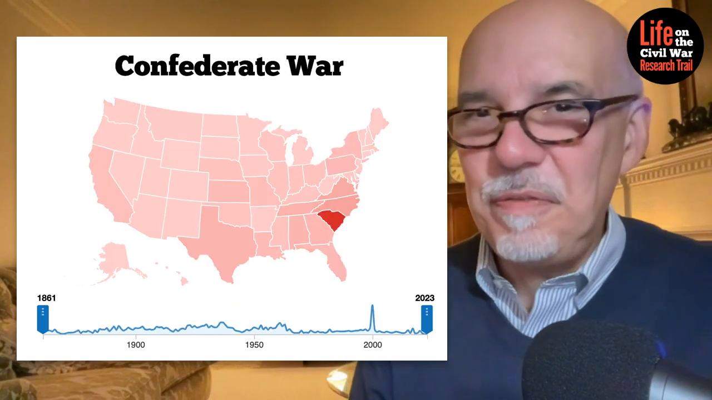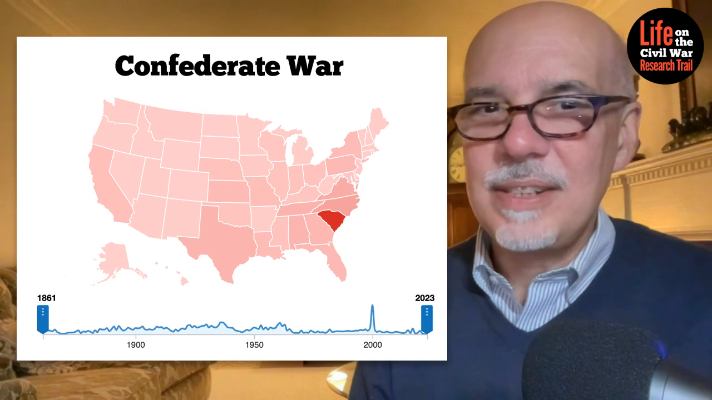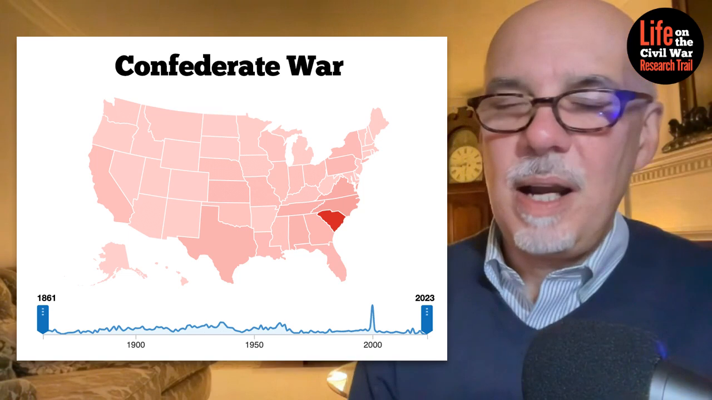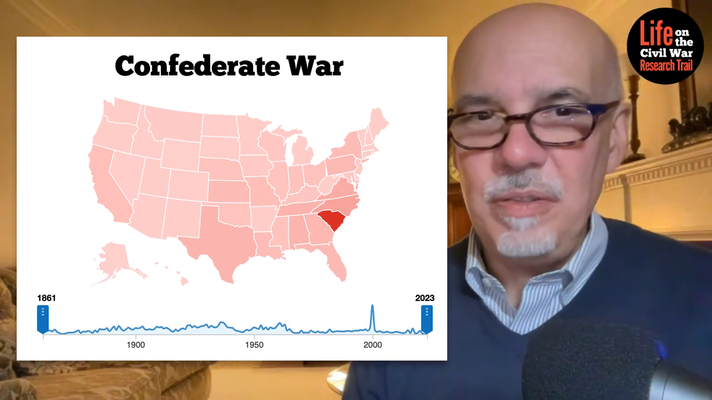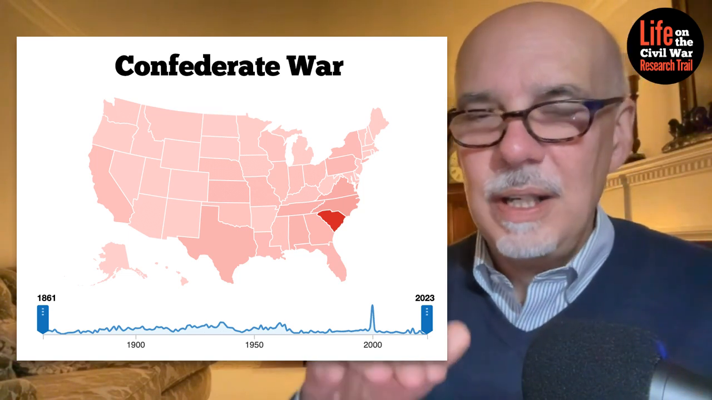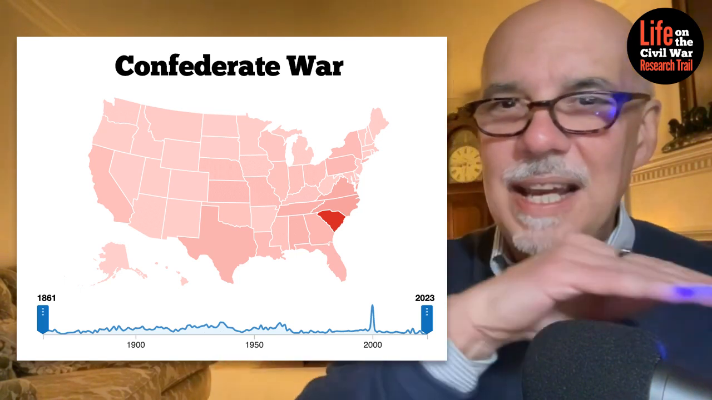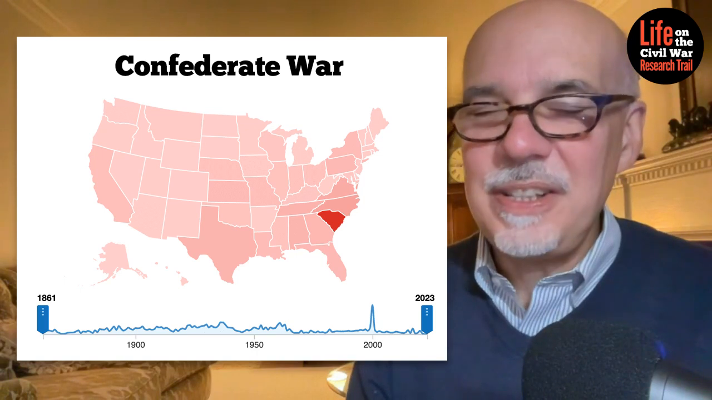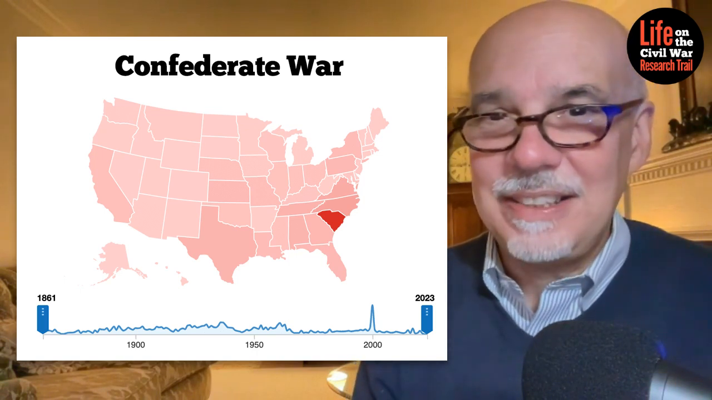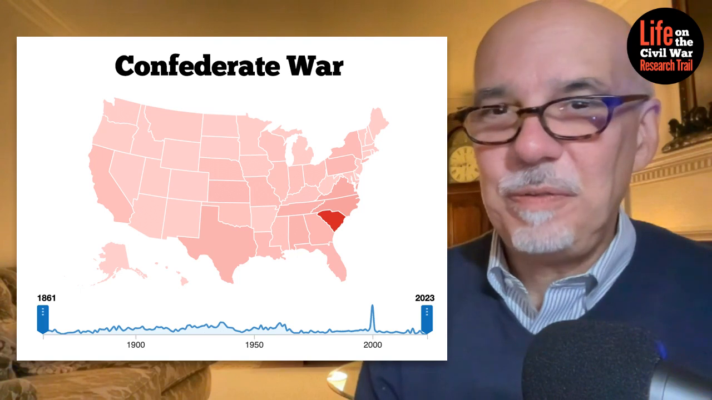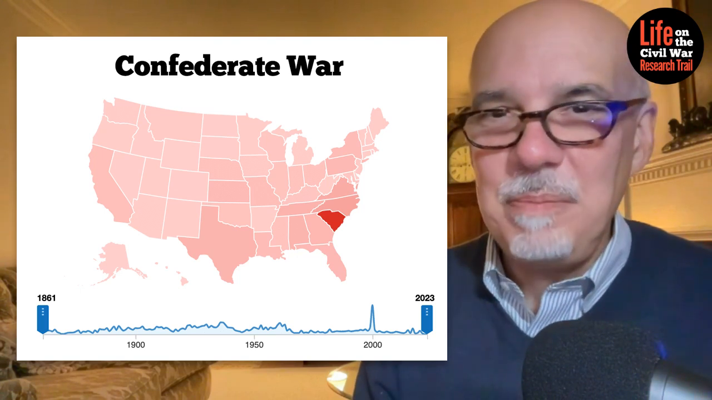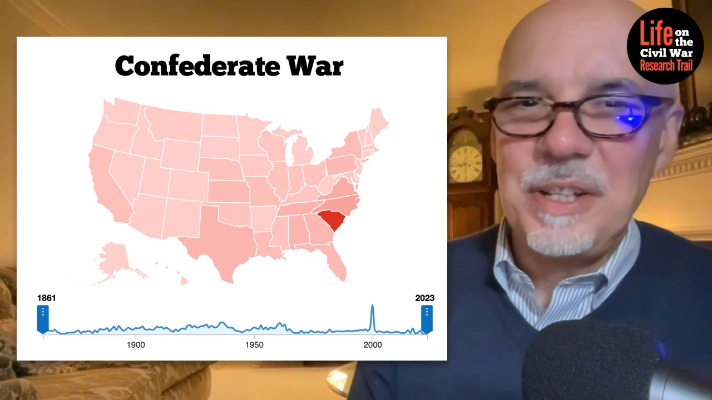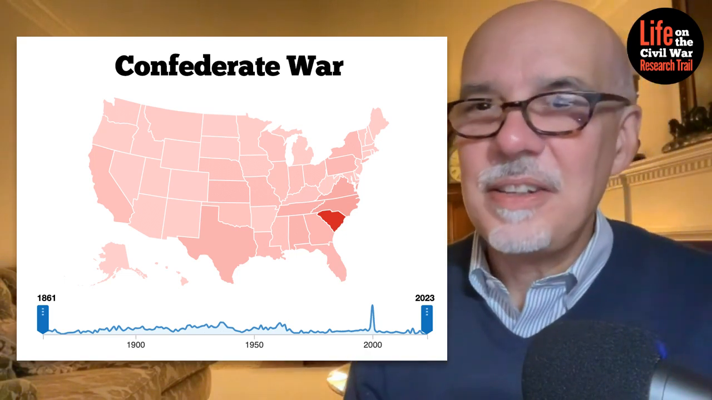Now, the Confederate War, by contrast, is also quite popular, not as popular as War for the Union, but Confederate War is percolating up and down across time. And look on the map, it's mostly centered in a single state, South Carolina, the first state to secede from the Union. And you'll notice the slightly darker colors of red are mostly the southern states.